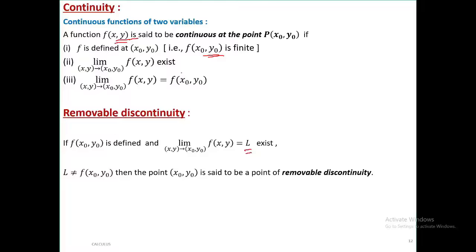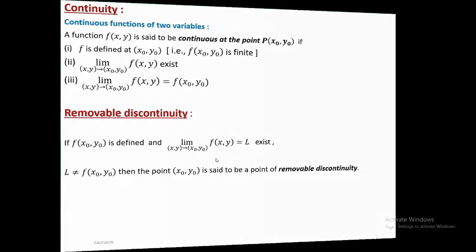Look at the second point of the continuity definition. This is the L value. Here the L value is equal to f of x naught y naught, then it is continuous. If the L value is not equal to f of x naught y naught, then the point x naught y naught is said to be a point of removable discontinuity. It is a discontinuity point only, but this particular one has a name, removable discontinuity. That means you can redefine the function f of x comma y such that the function may be continuous. I will explain this in the problems, don't worry.